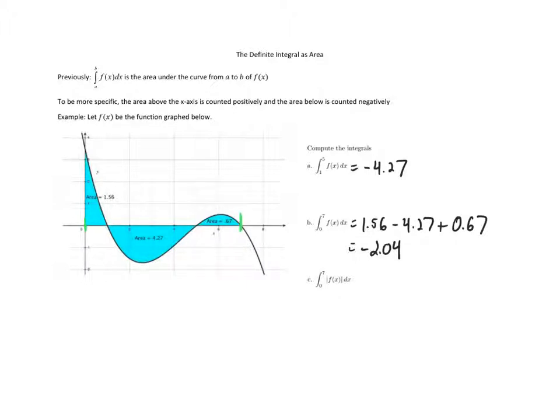Lastly, in C, we want to look at the integral of the absolute value of f of x. Well, what absolute value would do is it would actually take this area here and make it move above the curve, right? So now we would have all of these being positive areas. So 1.56 plus 4.27 plus 0.67. This total area would equal 6.5.